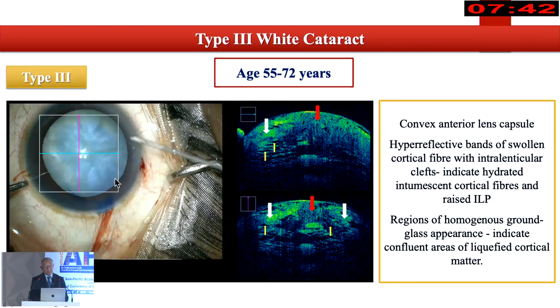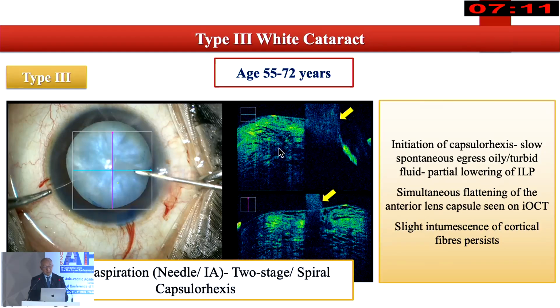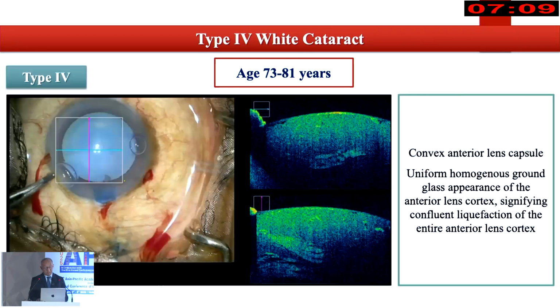This is type 3, where you have a combination of hydrated fibers, clefts, and a little fluid. In fact, this group of cases is what we see most in younger patients also. As soon as you make a nick, there's a release of turbid fluid, sometimes like an oily fluid, in a little amount. Even that little release causes a decrease in lenticular pressure, and you can do a normal rhexis. I feel this is a case where needle aspiration is very helpful, because you can aspirate the fluid very effectively, and the rhexis becomes very, very comfortable.